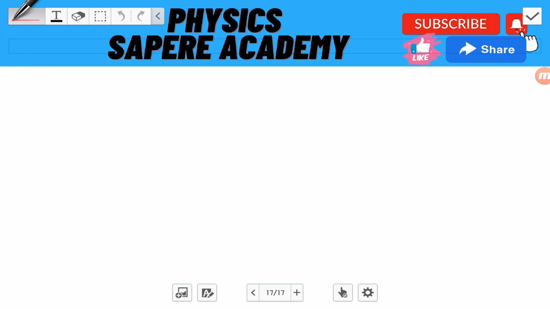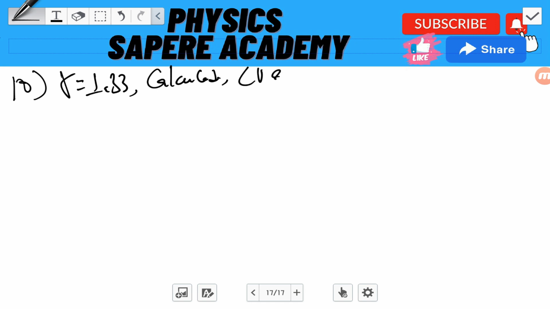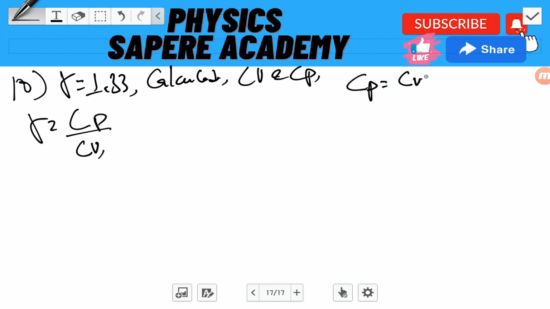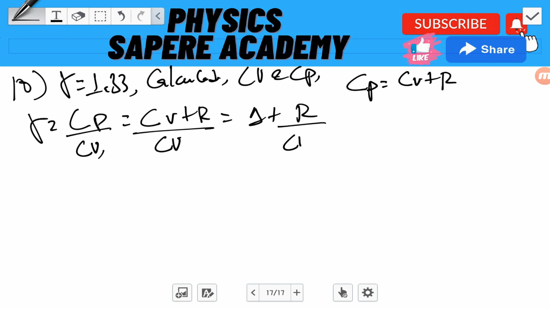Question number 18. A certain ideal gas has gamma of around 1.33. Calculate Cv and Cp. Now remember that gamma is Cp over Cv, but we know that always Cp is Cv plus R. So this is Cv plus R over Cv, which is 1 plus R over Cv. So from this, which equals gamma, Cv equals R over gamma minus 1.